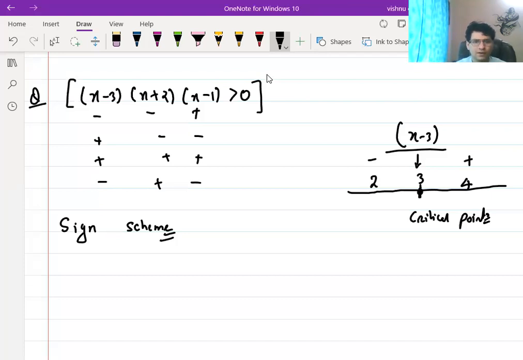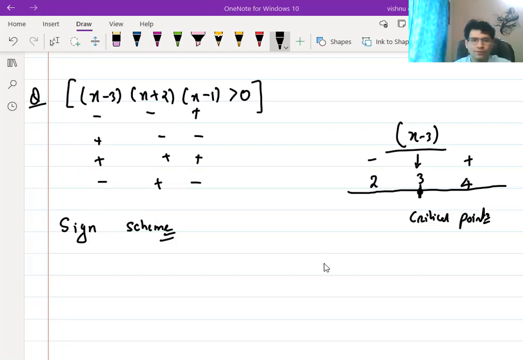Yes, Sarisha. Every point, right? When you talk about critical point, we talk about a polynomial, no? For this polynomial, the points that will become zero, or that are responsible for the sign change, that is the critical point.